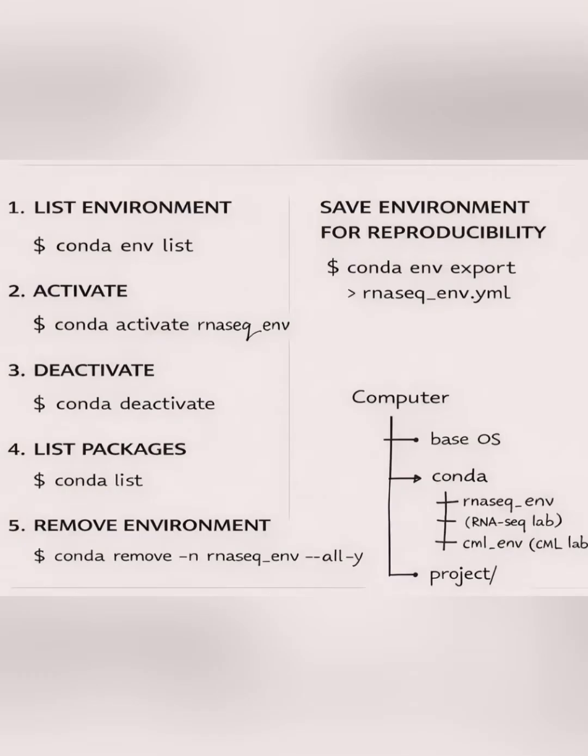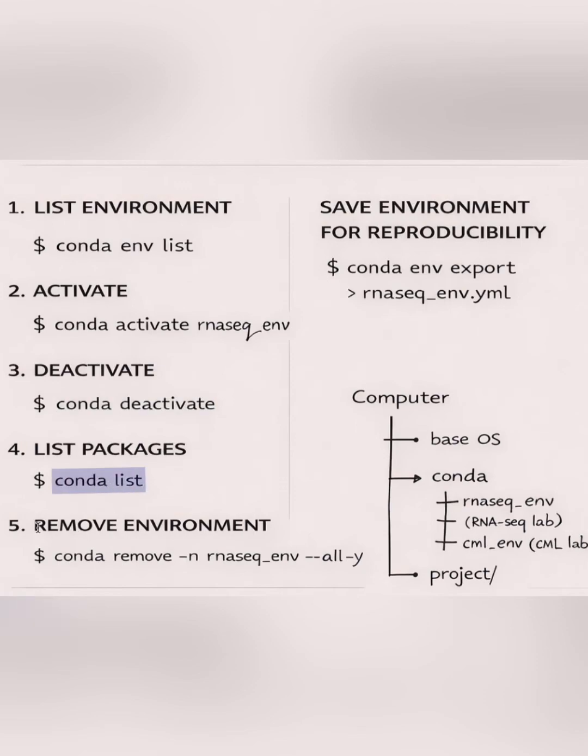Alright, now that conda is installed and our environment is created, this slide is about how to manage environments properly, and how to make your work reproducible. First, if you want to see all environments on your system, you can run conda env list. This shows you your base environment and any project environments you've created. To start working inside a specific environment, we activate it. For example, conda activate rnaseq_env. And when you're done, you can simply exit the environment using conda deactivate.